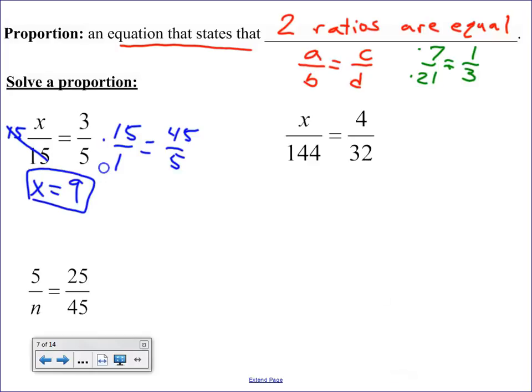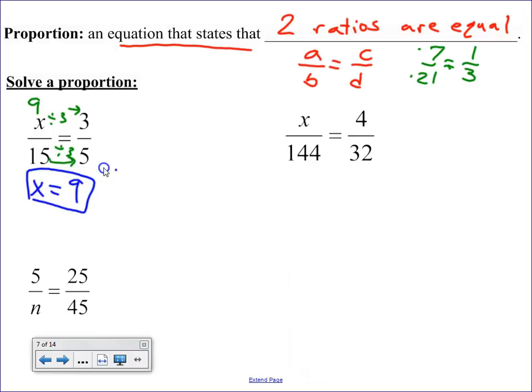Another way is just to take a look at the ratios themselves and see if you can find a connection. Think of putting it in the simplest form. So 15 down to 5, we see that number is divided by 3. So x would have to be divided by 3 to get to 3. So that would have to be 9 as well. So you can look at the connections within the proportion if you're able to do that.